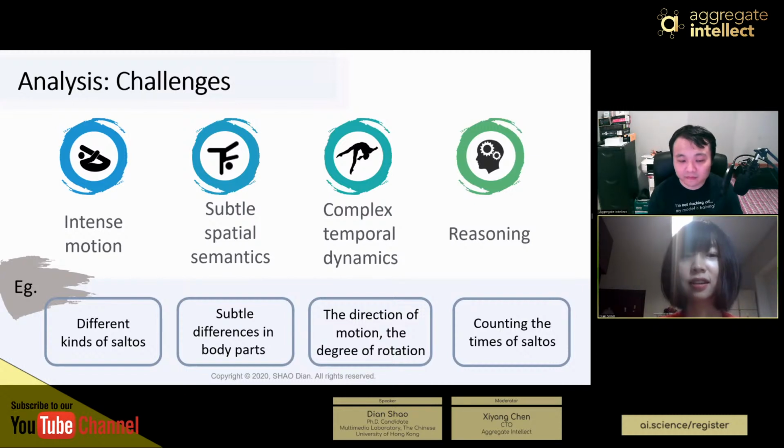The second one is subtle spatial semantics, for example, whether the legs are bent or straight, one leg or two legs bent, which leg kicks out first, and some very subtle human-object relationships. The third one is complex temporal dynamics. We have witnessed that temporal modeling is very important, but it's a pity that there's no model that can well deal with complex temporal dynamics, for example the direction of motion and the degree of rotation. It is really challenging for current methods.